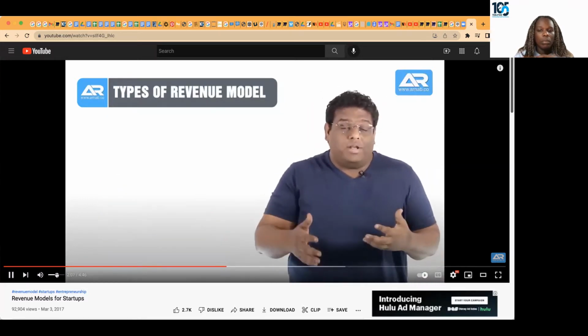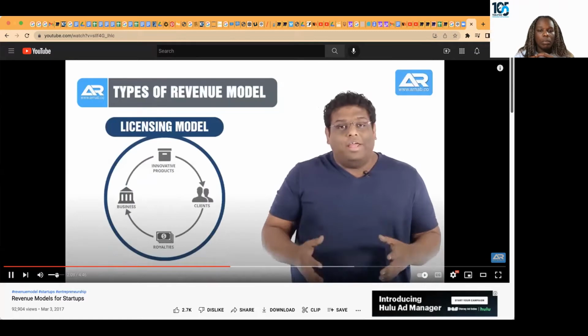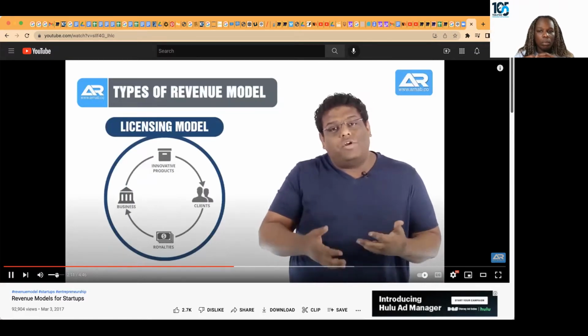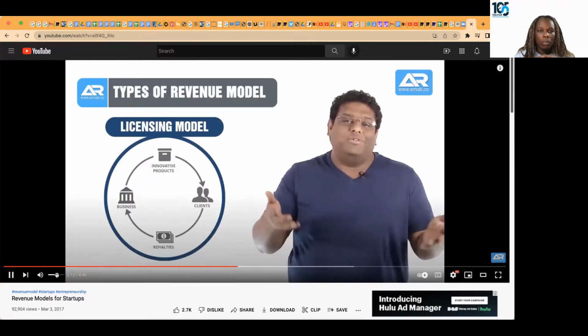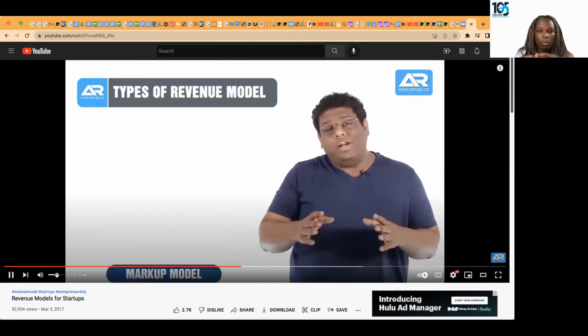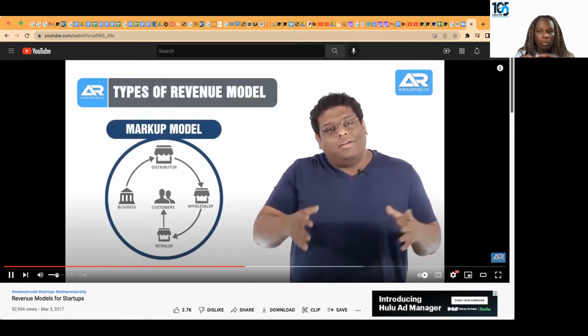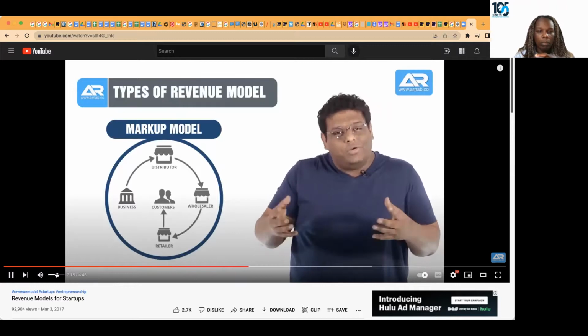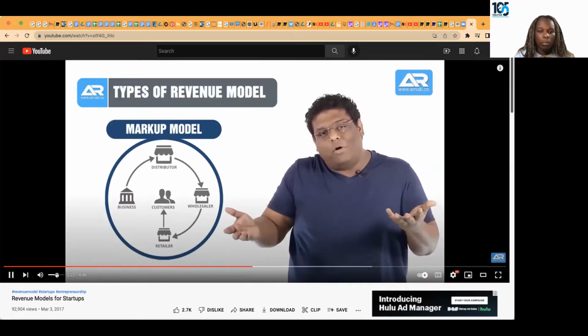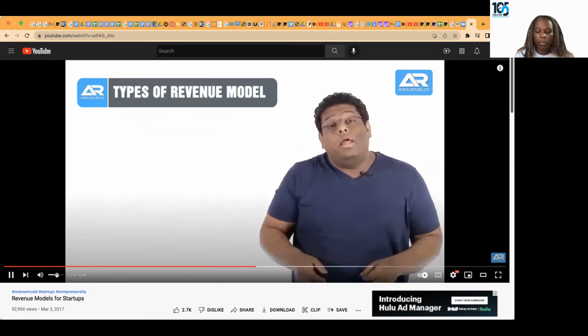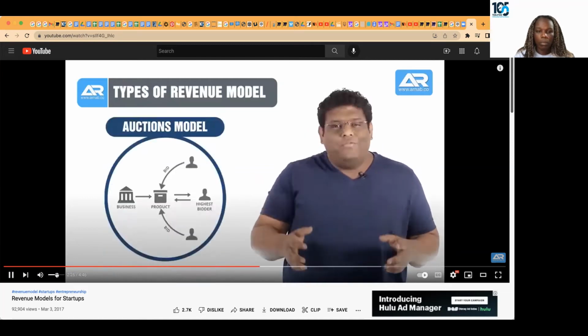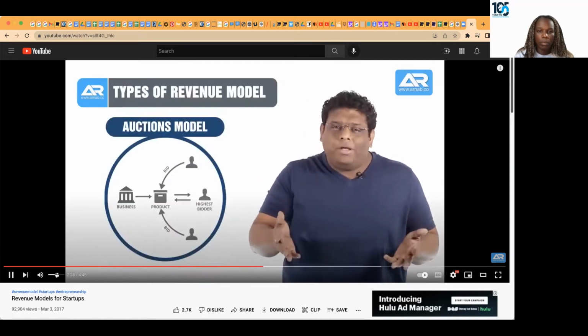Here's an interesting one. This is called the licensing model, where you actually license your invention or products to other companies to be paid by royalties. Then you have the retail or the markup model, where retailers, wholesalers, distributors usually mark up a price from what they have bought and sell it in the market. You also have an interesting model called auctions. We all know about auctions, right? People bid to win the product.